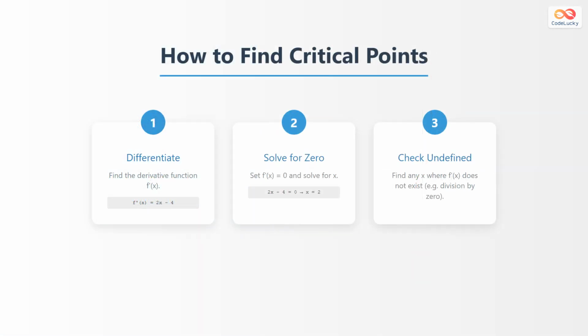Finding these points is a systematic process. Step 1, calculate the derivative of your function. Step 2, set that derivative equal to 0 and solve for x, and step 3, don't forget to check for any x values where the derivative might be undefined, such as division by 0.